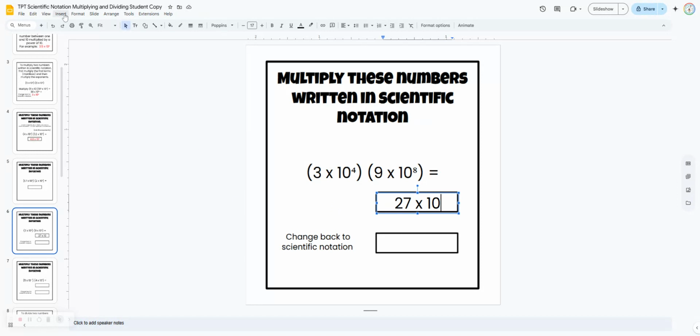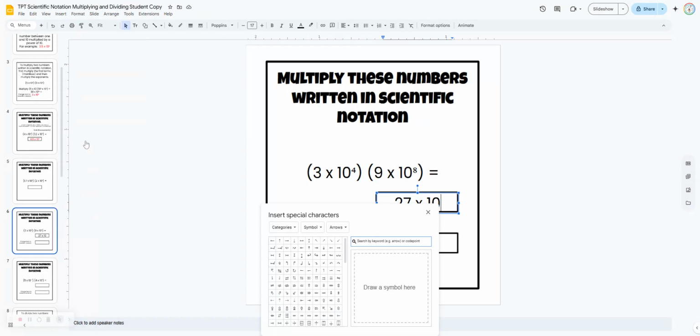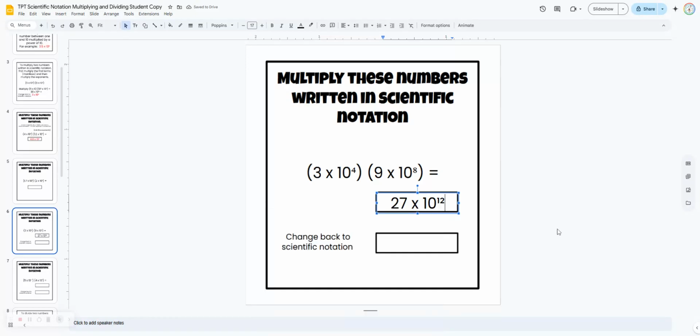So again, insert, special characters, type in that word superscript, and I'm going to choose the 1 and the 2. So 1, these are a little hard to see sometimes, but this box makes it a little bit easier to see, so that pops up. You can see it a little bit better. So 1 and 2. And then I can X out.